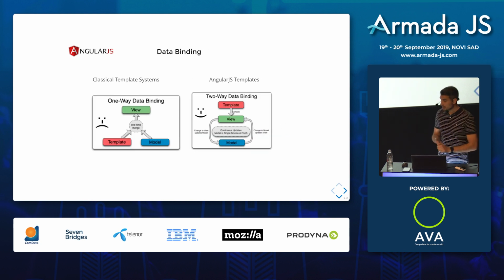So on the left-hand side we saw something that happens in Backbone. It's one-way binding. But Angular does a better thing. It does two-way data binding. Actually, it compiles the template, creates the view. It has a model, changes the model when the view updates, and changes the view when the model updates.